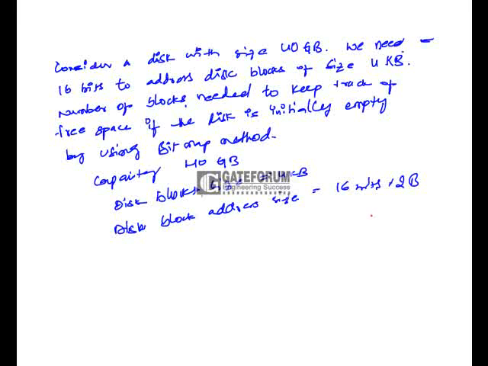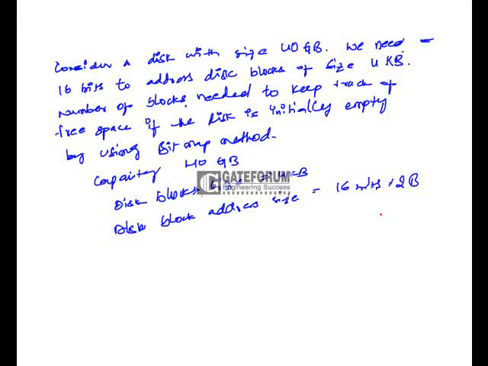Here the question is, we have to find the number of blocks needed in order to keep track of the free space by using bitmap method. There are two methods which we can use for managing free space. They are bitmap method and free list approach. In bitmap method, for each and every block, we need 1 bit. That means if it is not free, it will be denoted by 1, and if it is free, it is denoted by 0.